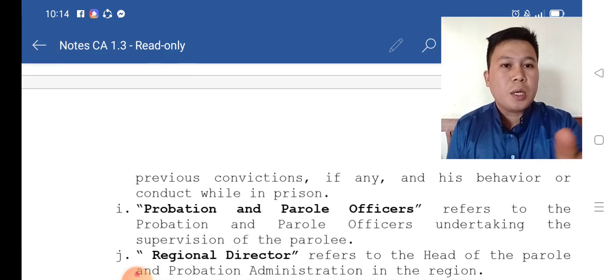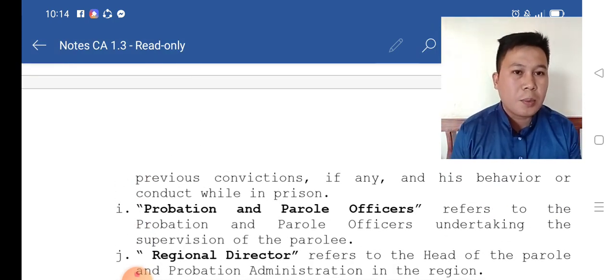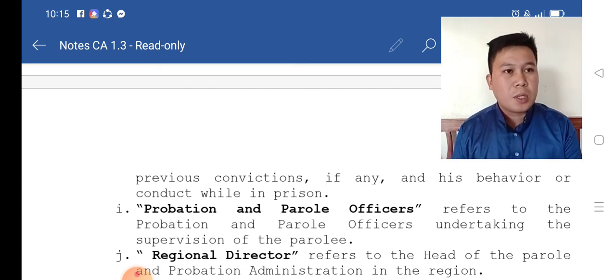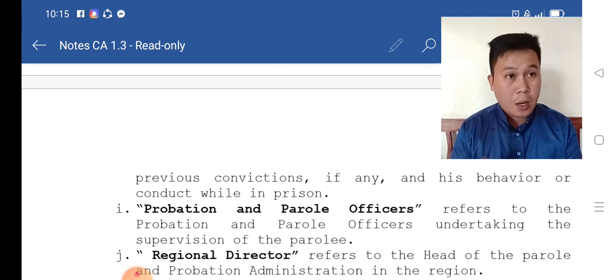So, let's proceed with probation and parole officers. Kanina, nasabi ko sa inyo, refers to the probation and parole officer undertaking the supervision of the parolee. So, sila yung nakamando, tumitingin, pinapareport sila. So, makikita natin yan kung ano mga ibang discussion.